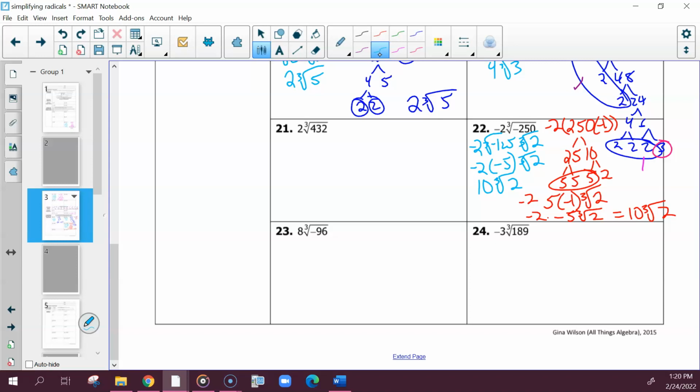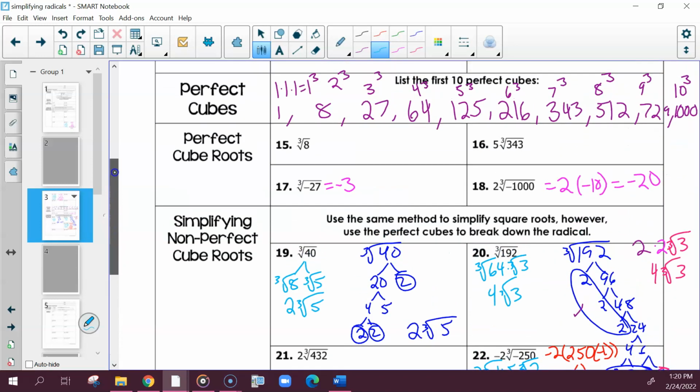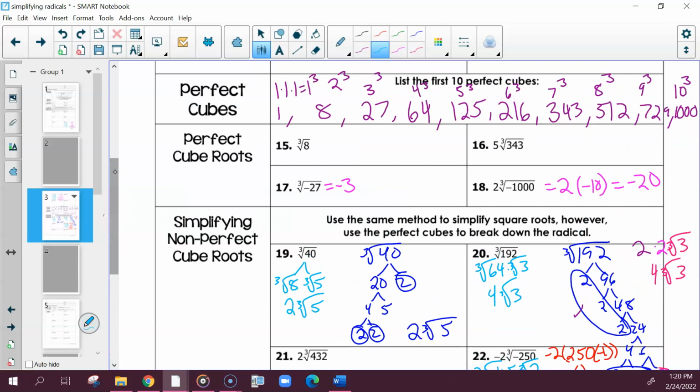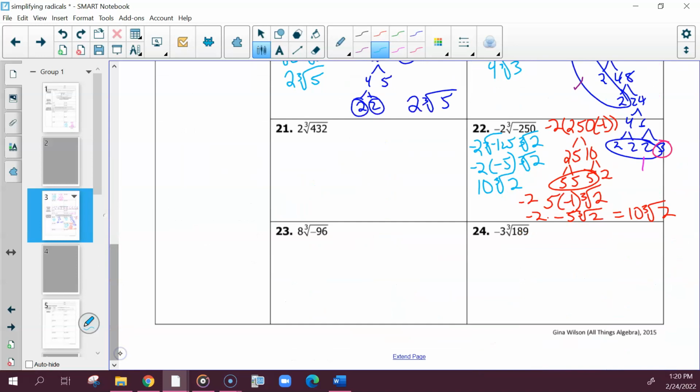Okay, moving on to number 23, we have 8 and 96. 96 should look familiar because we just did that one with 92. So 96, if we're doing cube root, we can try 27 divided by 27. No, that's a decimal. 96 divided by 8. That would work. We have the 8 out in front. We have cube root of negative 8 times the cube root of 12.